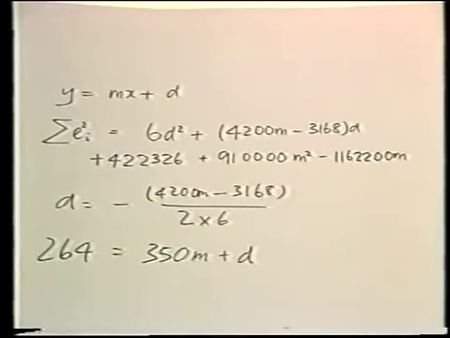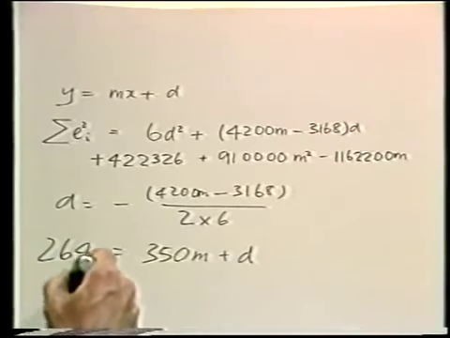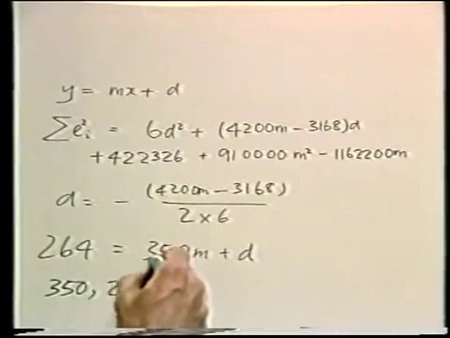Well, what does this mean? It means that the line y equals mx plus d passes through the point 350, 264.